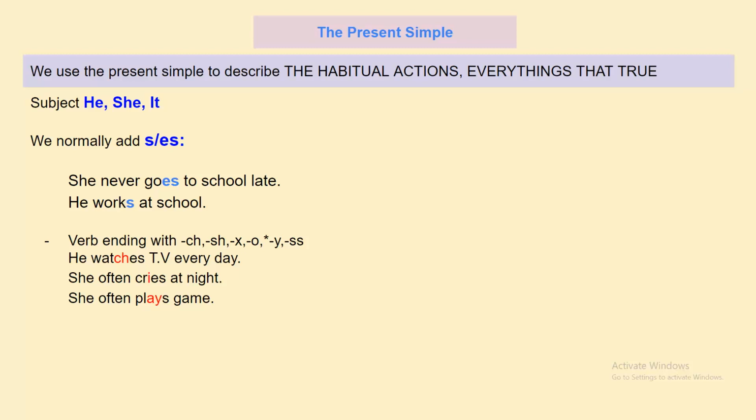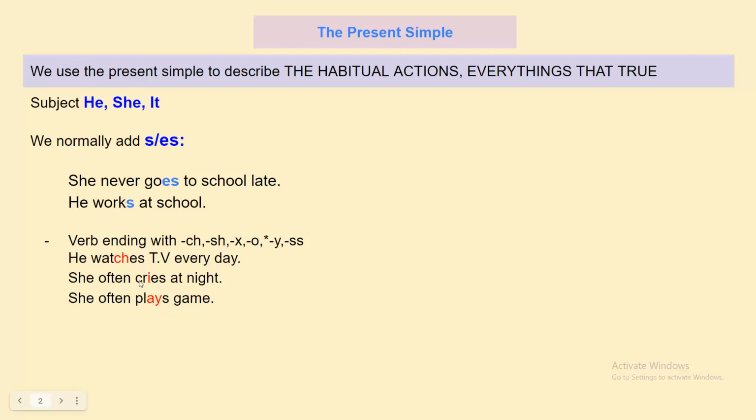because when we use these subjects, we normally add s or es to the verb. For example, she never goes to school late, or he works at school. So with this verb es or s, do you know when we use es? We use es with verbs ending with ch, sh, y and double s.